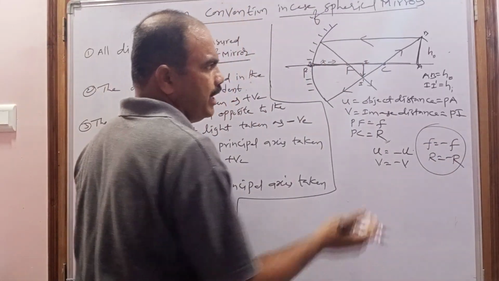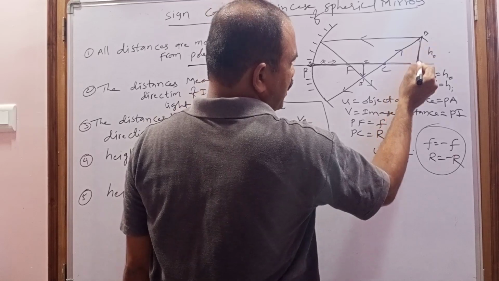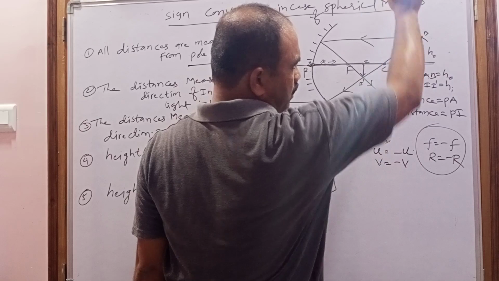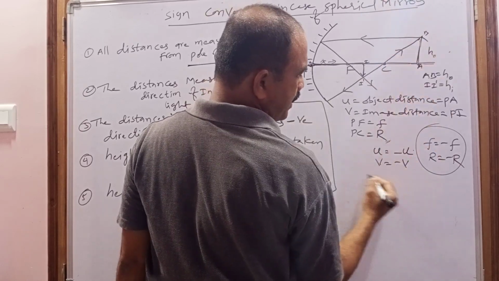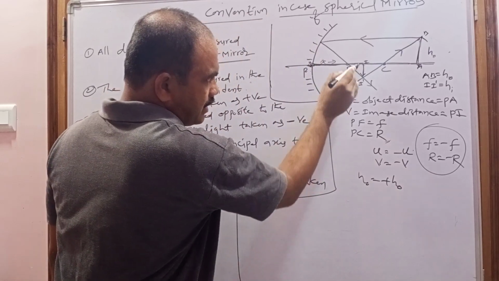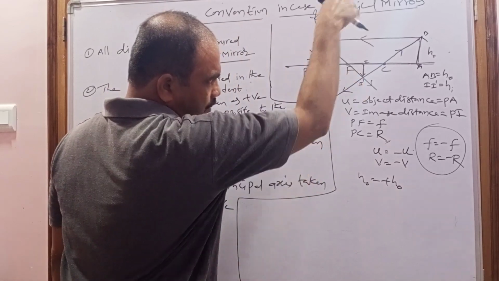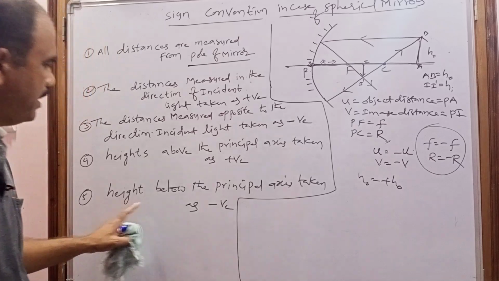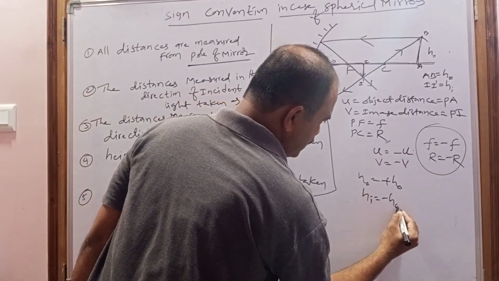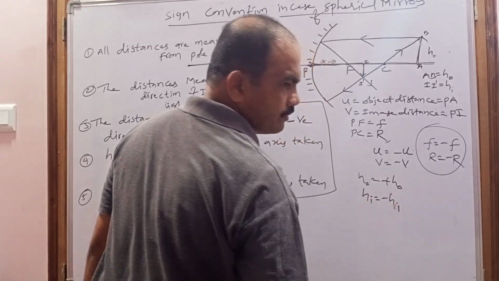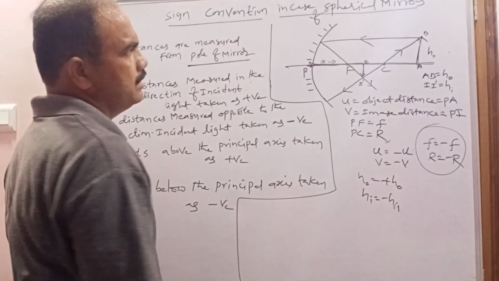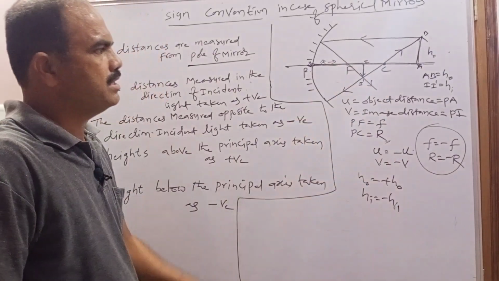And now come to the height. This is the height of the object. To measure from where? From the principal axis. The height above the principal axis, that's why h0 becomes positive. And for the image, you move below the principal axis. So height below the principal axis is taken as negative. This is minus h. Have you understood or not? So this is about the sign convention.